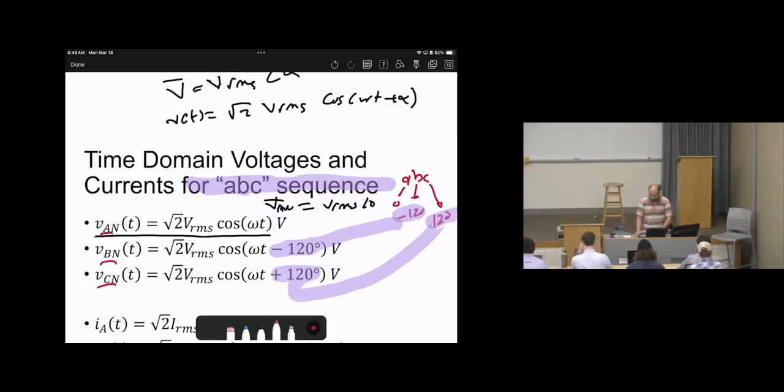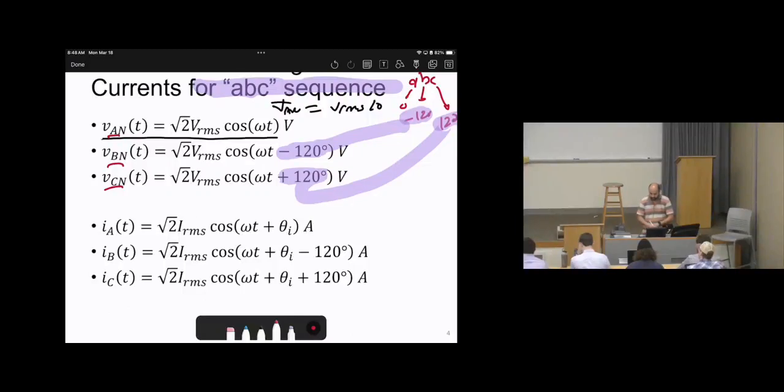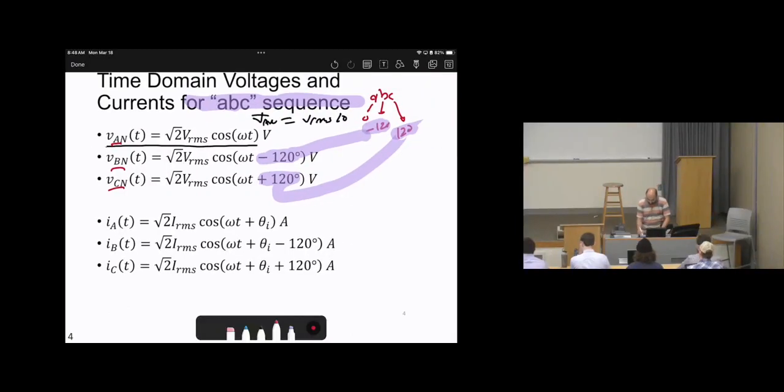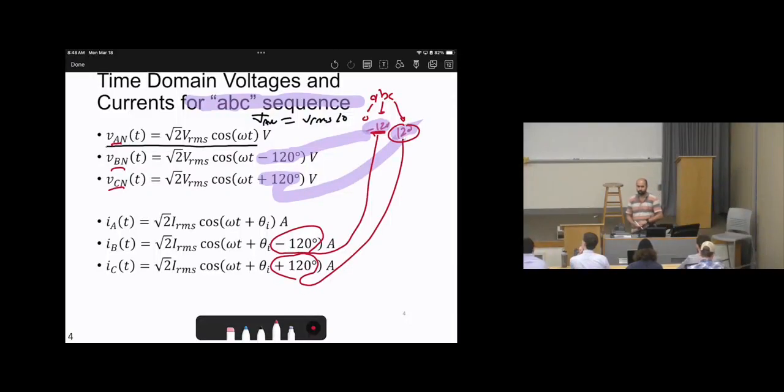How about the currents? The same way. Here again, we're assuming it's positive sequence. Therefore, phase B gets negative 120, and for C, positive 120. So we are repeating the same thing 3 times, but the thing to keep into consideration is the phase shift. Again, here I'm assuming positive sequence. If it is negative sequence, it can be something different.